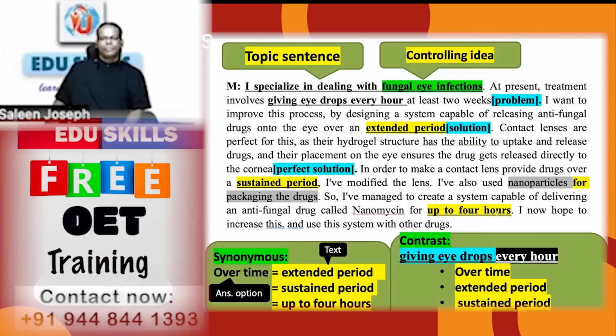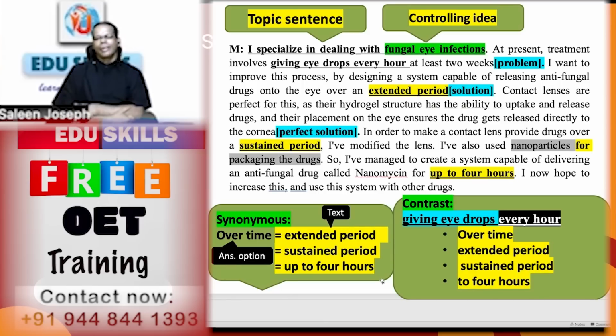And in the question it is given. So you see synonymous language used. In the answer options you have the correct option, over time. The text repeatedly says extended period, sustained period, up to 4 hours. If you have attended my previous sessions, you know the key concept will be repeated in the paragraph. And even in your writing, identifying the key issues, the main issue will be repeatedly used in the case notes. Here as well, over time is repeatedly used as extended period, sustained period, up to 4 hours.